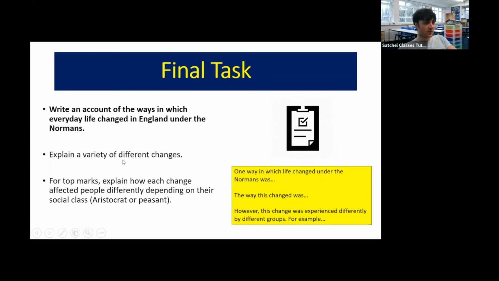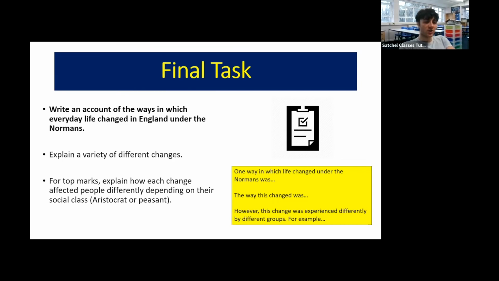Now, my top tips for this, number one, you're going to want to explain a variety of different changes. If you just talk about the changes to castles, for example, then you would get some marks in the exam, but you can't get top marks for it. You need to show an awareness of more than one kind of change. And then for the very highest band of marks, you also need to show an awareness that these changes affected you differently depending on which social class you belong to.